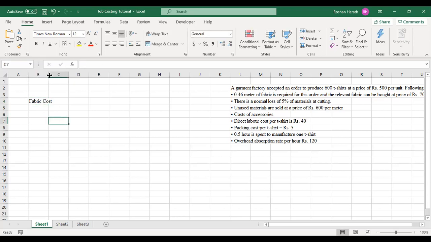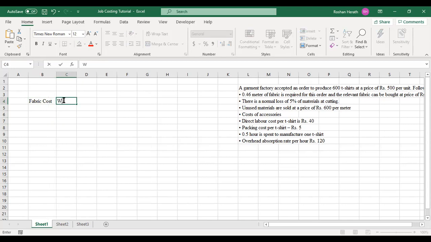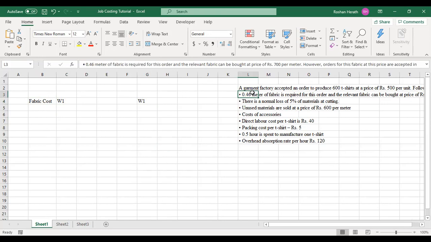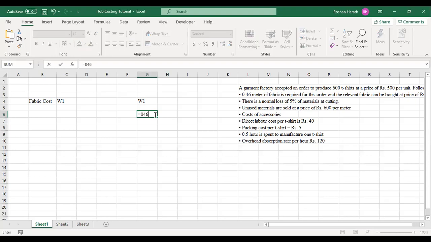There you need to take a simple working. It would be working one. Let me take working one over here. First you need to determine how much material is required. It says that it takes 0.46 meters of fabric per unit, right? Then you are going to produce 600 t-shirts. So therefore it's going to be 0.46 into 600. This is the material requirement, right?